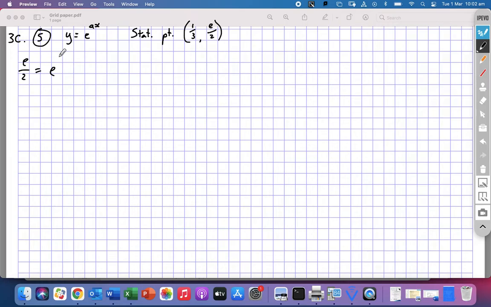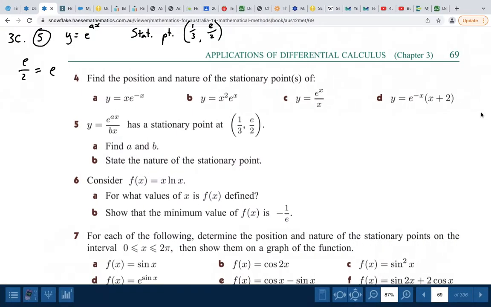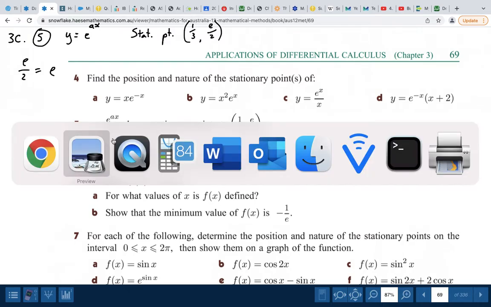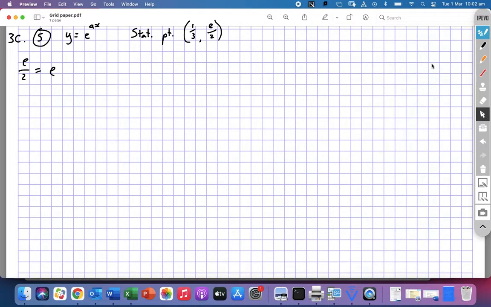E to the a. There must be something I've copied down wrong, because there's no b. Sorry, on bx. Okay, I'll go back. Divide bx, that's better. Okay, so e to the power of 1/3 times a, I might just write a divide 3, and then that is divided by bx, so we know x is 1/3, so it's b divide 3.